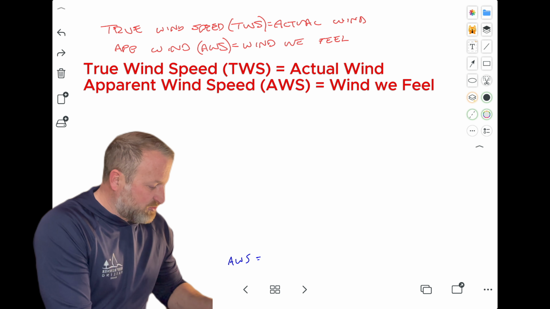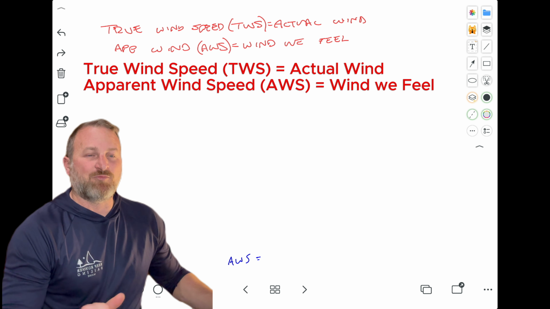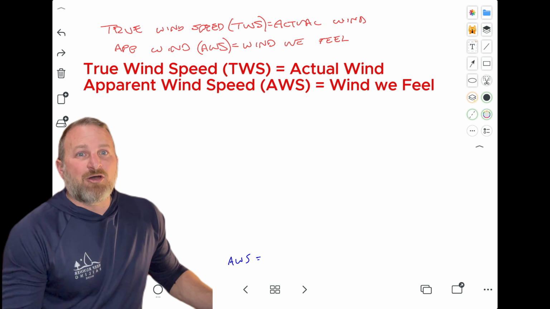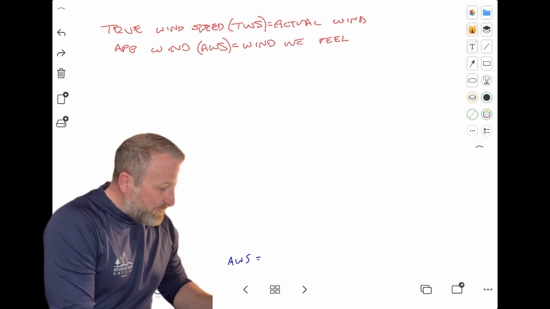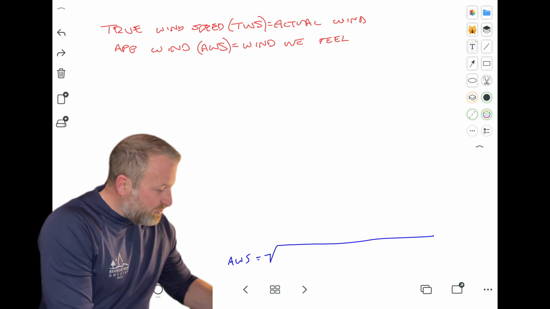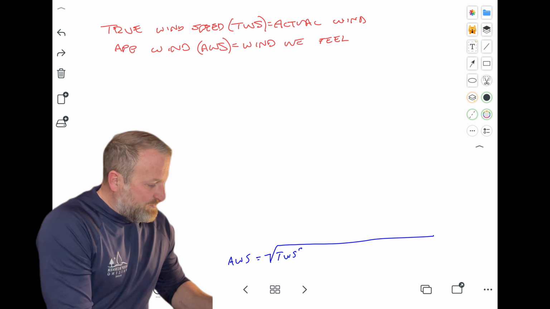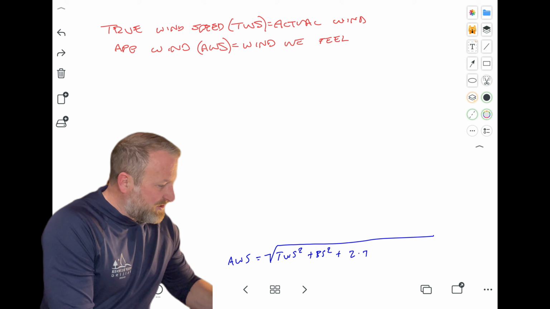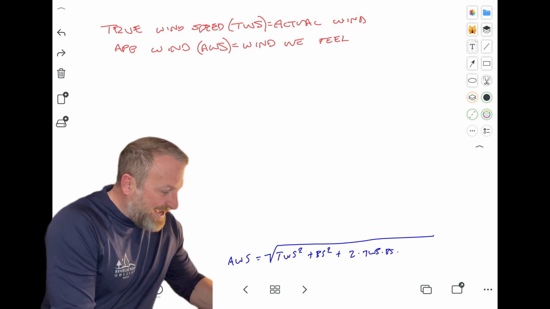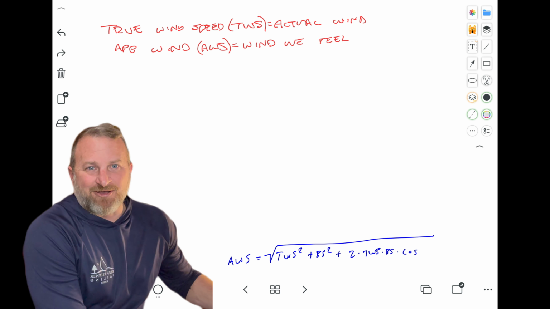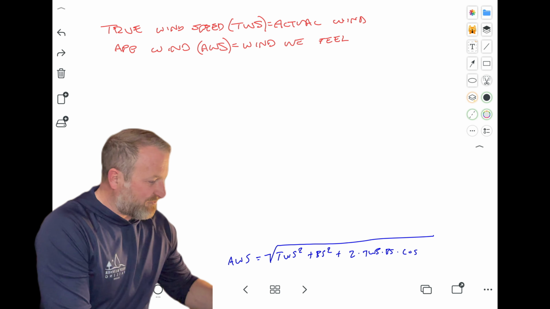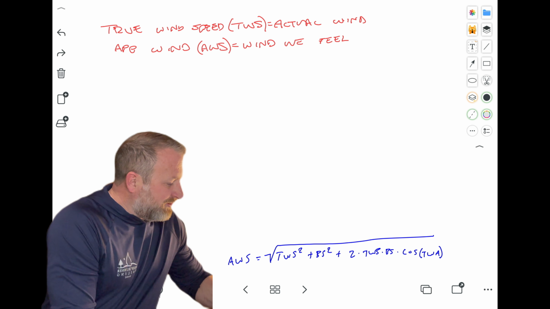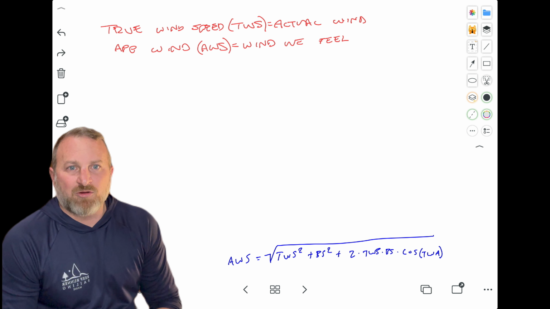Apparent wind speed is equal to, and I knew the constants that we would have, we would know our true wind, and we would know our boat speed, and we would probably know our true wind angle. So apparent wind speed is equal to the square root of true wind speed squared plus boat speed squared plus 2 times the true wind speed times the boat speed times the cosine. This is where you lost me. The law of cosines. No, not going any further with this, but it would be the cosine of the true wind angle. I think I got that right. We're working with my memory here.